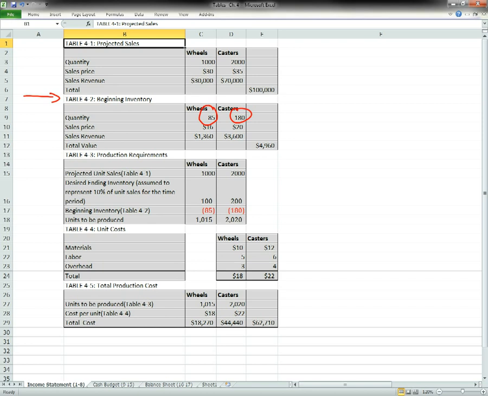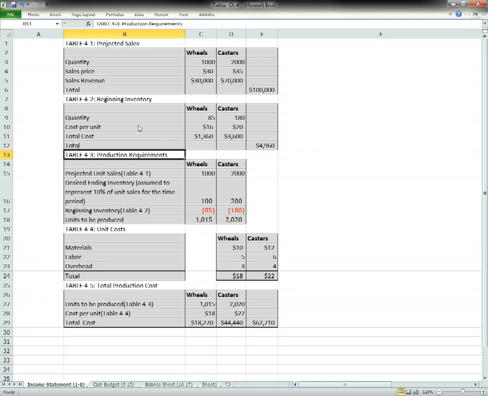Let's work back a second. We need to make a change here. This is not a sales price. This is actually the cost of each unit, and therefore the total cost. So this is cost per unit, and that's not table 4.4. And this is the total cost. And this is the total for both of them added together.